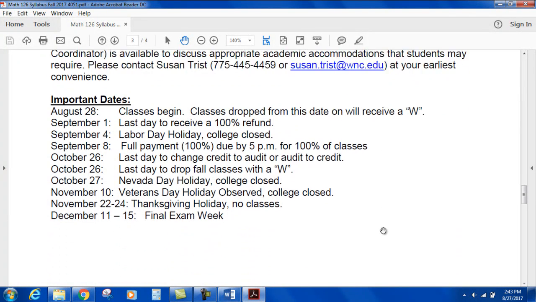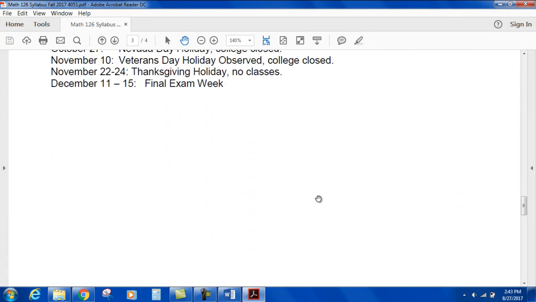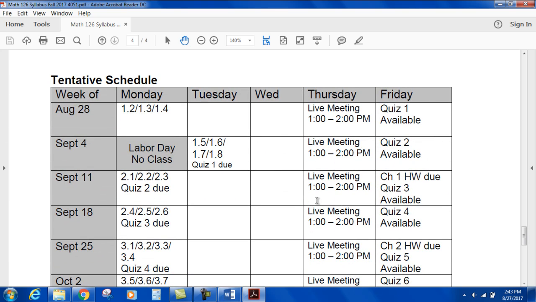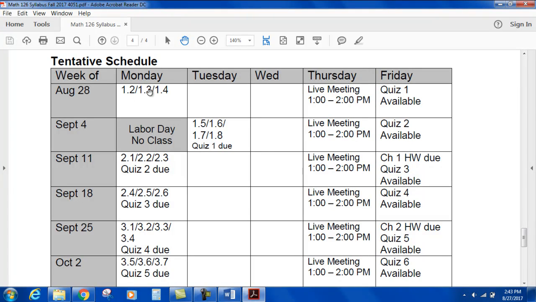So here's a list of important dates. Pretty sure they're accurate. And here's our schedule for the semester. So Chapter 1 is a review, in my opinion. Some people may feel this is new material to them. I don't know how people were prepared in the past.